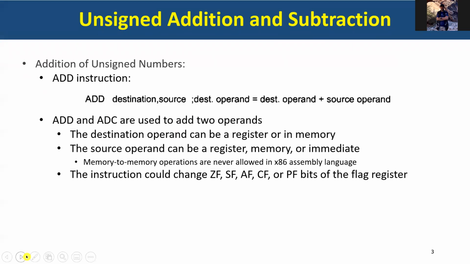So let's start with the add instruction, or the addition. Here is the general format for the add instruction. You have add, the instruction or the mnemonic itself, destination and source. This is equivalent to this. So we are saying here destination equals destination plus source.